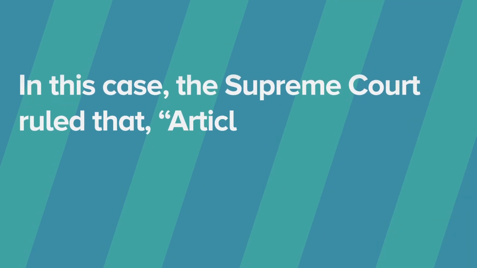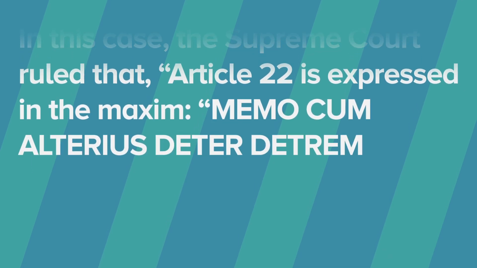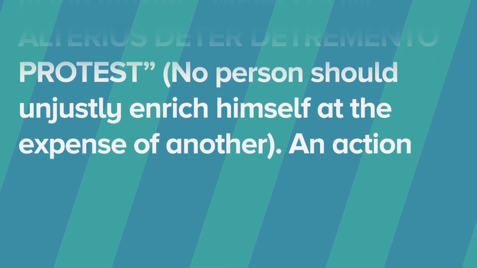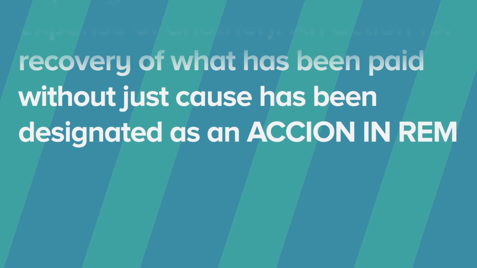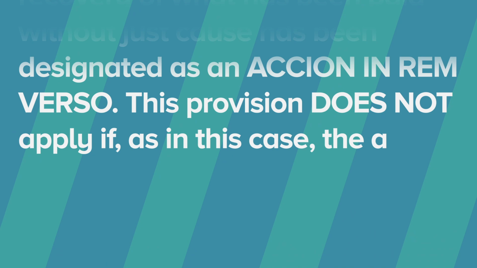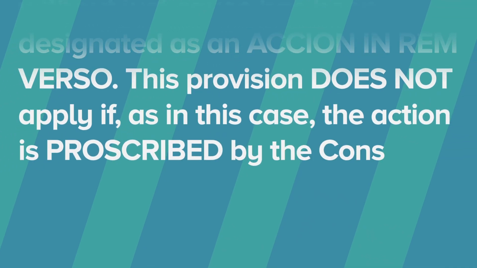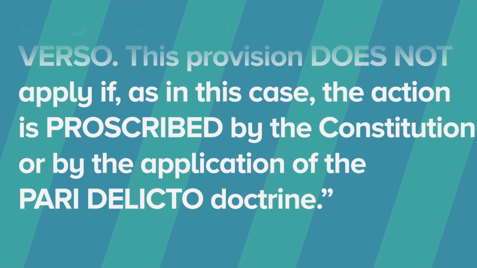In this case, the Supreme Court ruled that Article 22 is expressed in the maxim nemo cum alterius debet locupletari detrimento. No person should unjustly enrich himself at the expense of another. An action for recovery of what has been paid without just cause has been designated as an action in rem verso. This prohibition does not apply if, as in this case, the action is proscribed by the Constitution or by the application of the pari delicto doctrine.